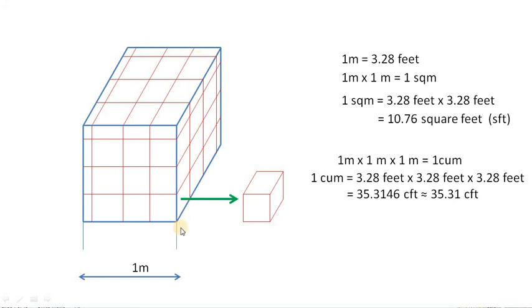For information, 1 cubic meter box will be able to store 1000 liters of water. So I will give a question here to you. How much water can we store in 1 cubic feet? Kindly calculate and post your comment.